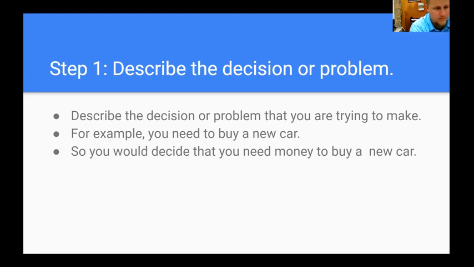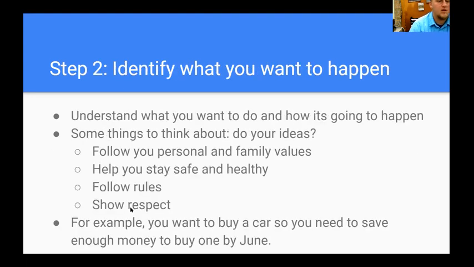So for example, you need to buy a new car. So you would decide that you need the money to buy a new car. So that would be step 1. So you're describing the decision or problem that you need to deal with, and it's the first step of decision making. Step 2, identify what you want to happen. So back to, I need to get more homework done and I need more time to do homework. So now you need to identify what you want to happen.